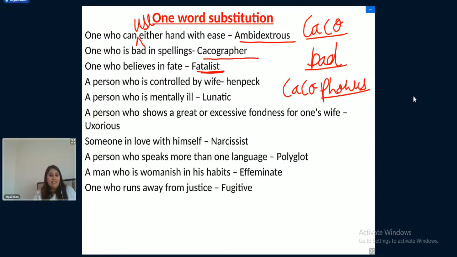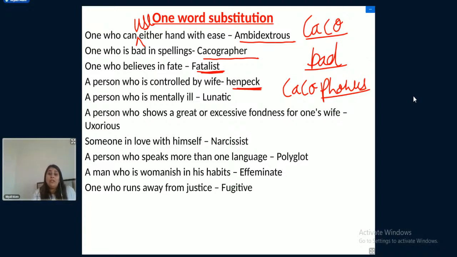A person who is controlled by his wife. So if the wife says sit, he'll sit. If the wife says stand, he'll stand, right? So a person who is totally controlled by his wife, a person who totally follows the orders or needs of his wife is known as henpecked husband. A person who is mentally ill, who is not stable mentally, is known as lunatic. He is known as lunatic, right?